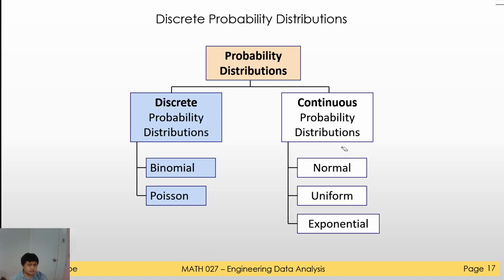And moving on from random variables, we will now describe the probability distributions. So what are probability distributions? Again, it is just a representation of how the probability is distributed across the random variable. So there are two types of probability distribution. So we have the discrete and we have the continuous probability distribution. Now, we will only discuss the discrete probability distribution, and we have the binomial distribution and the Poisson distribution.